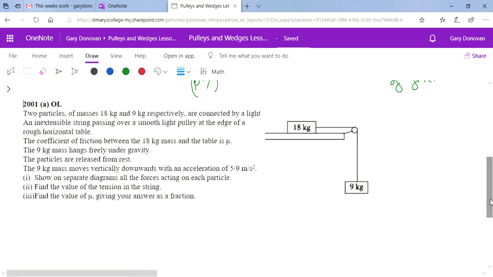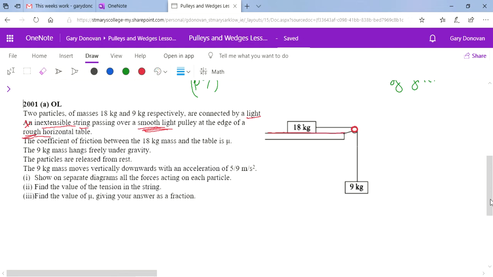So here we have two particles of masses 18 kg and 9 kg respectively. They're connected by a light, inextensible string, passing over a smooth pulley at the edge of a rough horizontal table. The fact that it says smooth pulley basically means there's no friction between the string and the pulley. That's where they're using the word smooth there. But they say rough horizontal table, and that means that between this particle and the horizontal table there's friction.